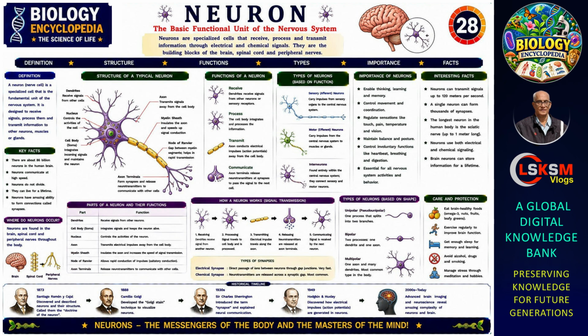28. Neuron. Neurons are specialized cells responsible for transmitting electrical and chemical signals throughout the nervous system. Discover the structure of the cell body, dendrites, axon, synapses, and neural communication.